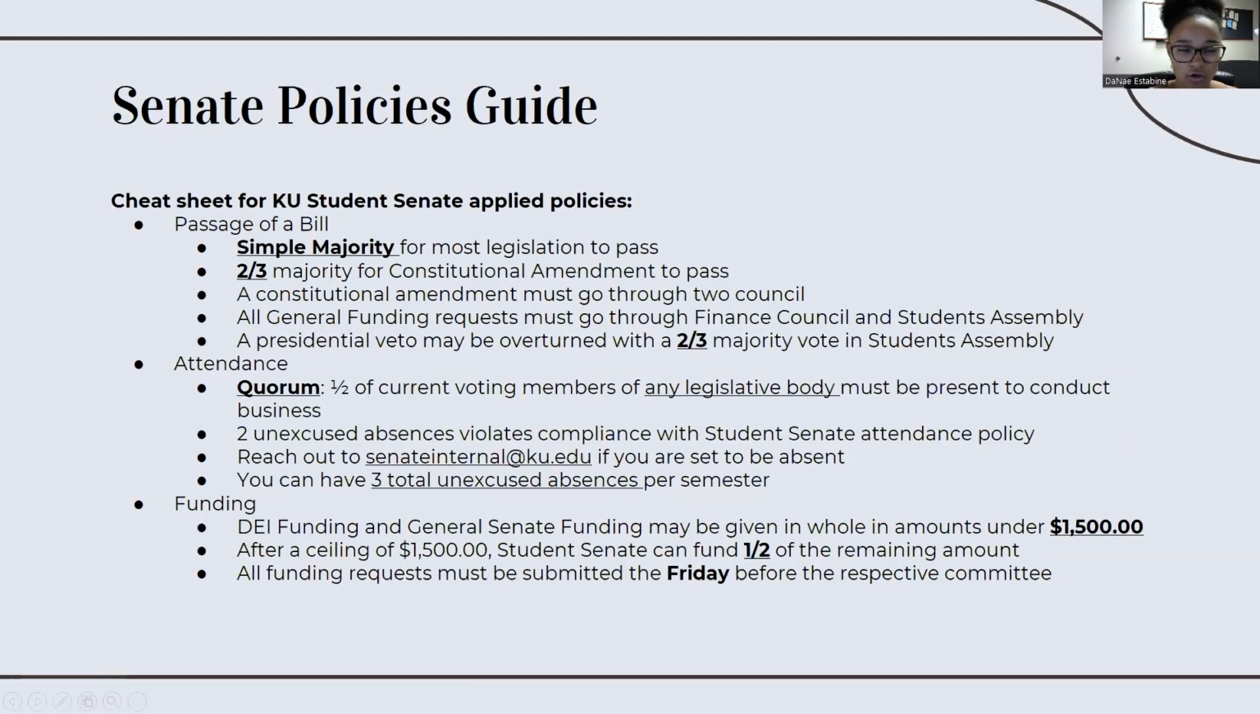And here is just an overview of some Senate policy guidelines to take note of, particularly passage of a bill. So here are just some rules that are followed, and these are all rules that are in the Student Senate Constitution, such as we need a simple majority to pass most of the legislation, but when it comes to constitutional amendments, then it's a 2/3 majority. And then attendance: we need quorum, so at least half of the voting members need to be in attendance in order for us to carry on with business as usual.